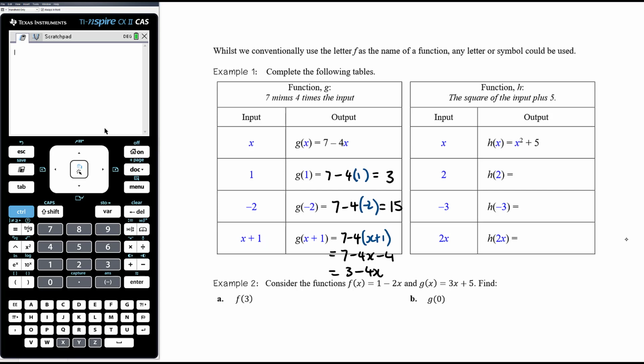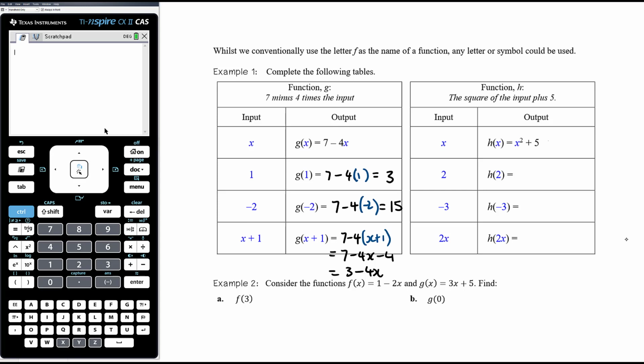Okay, function h on the right hand side here in the second table. Function h is the square of the input plus 5. So we're going to square the input and add 5. So if our input is x, applying rule h to x, i.e. h of x, doing h to x, is to square the input, so square x and add 5. So we get h of x is equal to x squared plus 5.